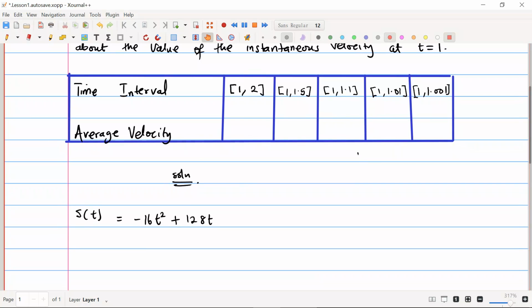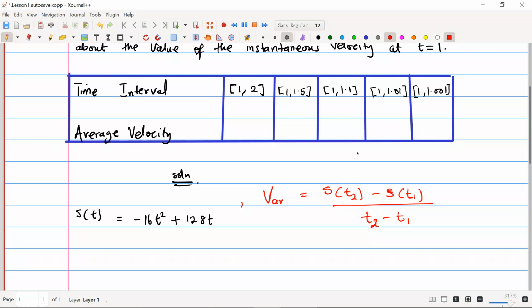The average velocity, let me write it here. The average velocity is given by the formula: s of t2 minus s of t1 over t1 minus t2. Actually, it's the other way around: over t2 minus t1. That's how you find the average velocity of a particular position function given.